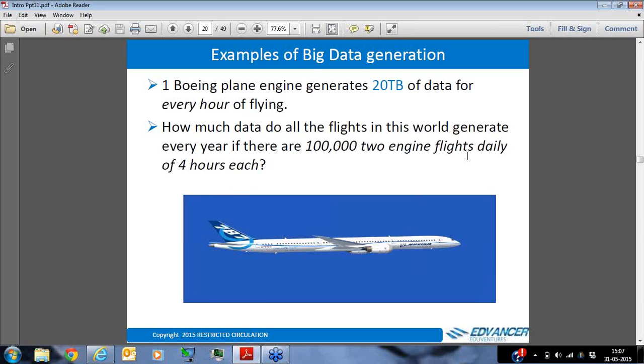One engine generates 20 terabytes of data for every hour of flying. There are 100,000 two-engine flights daily of 4 hours each. So, how much data is being generated every year by airplanes?